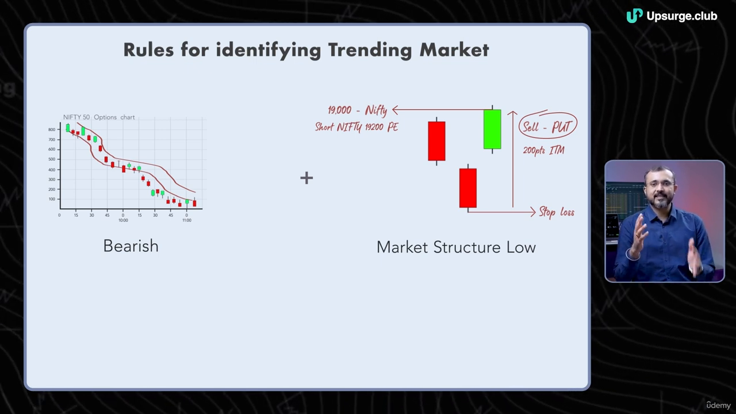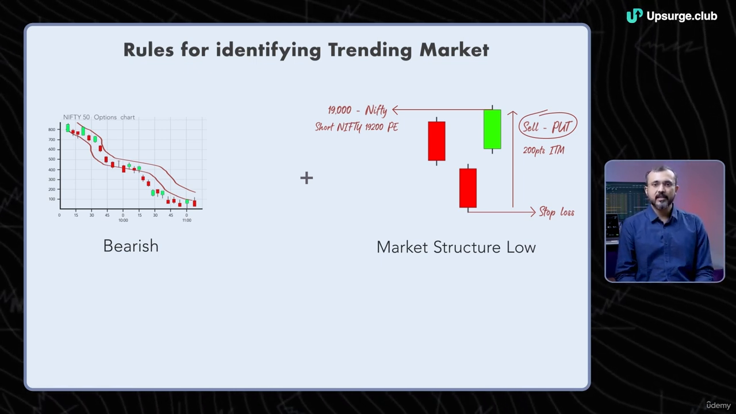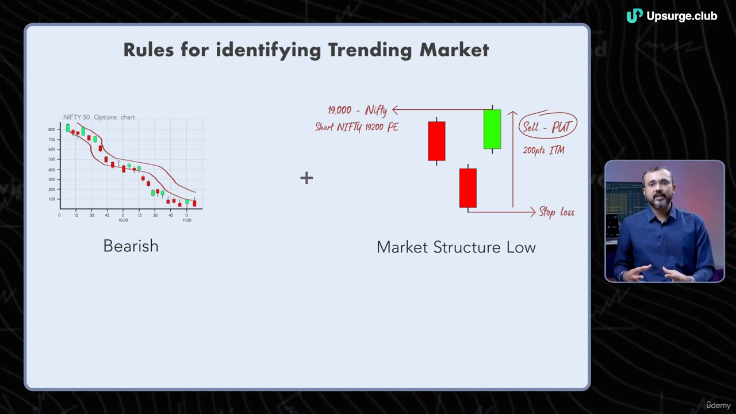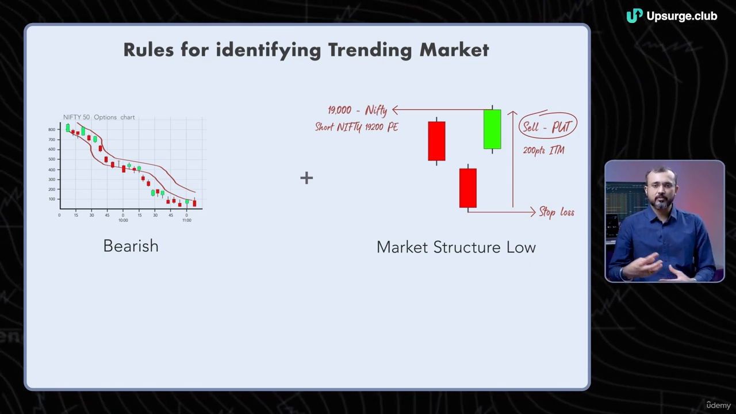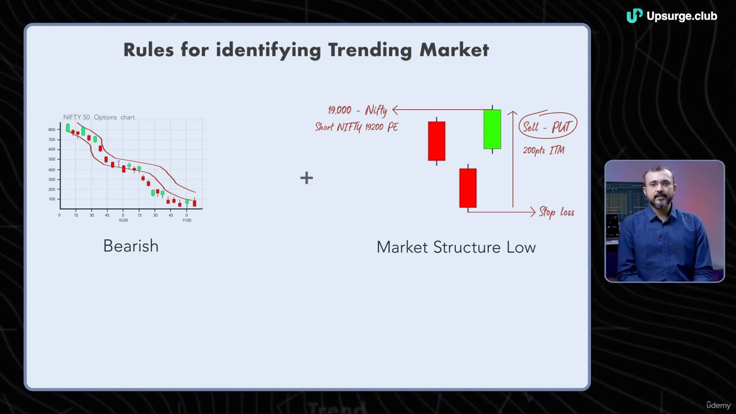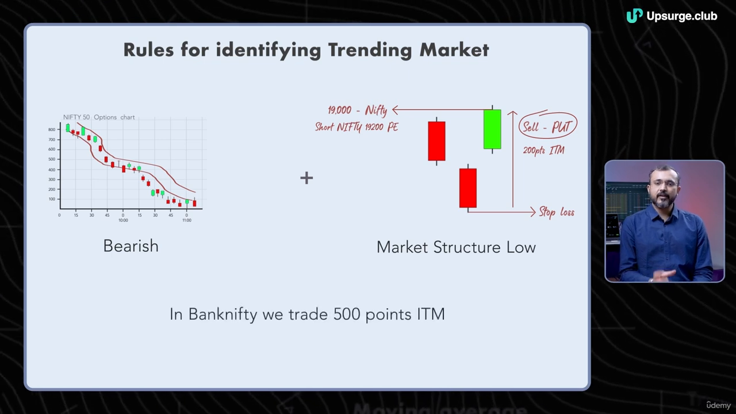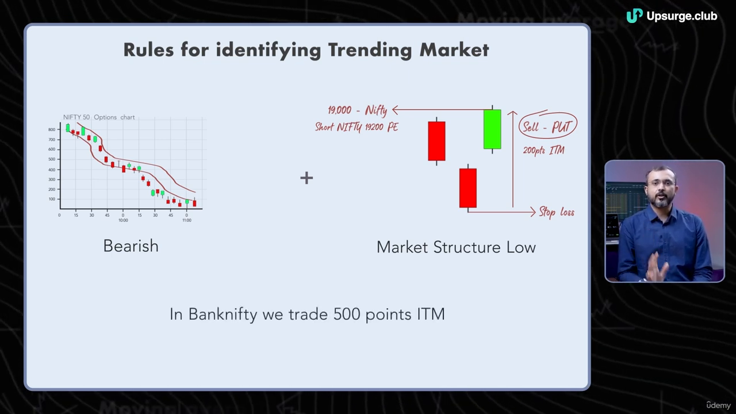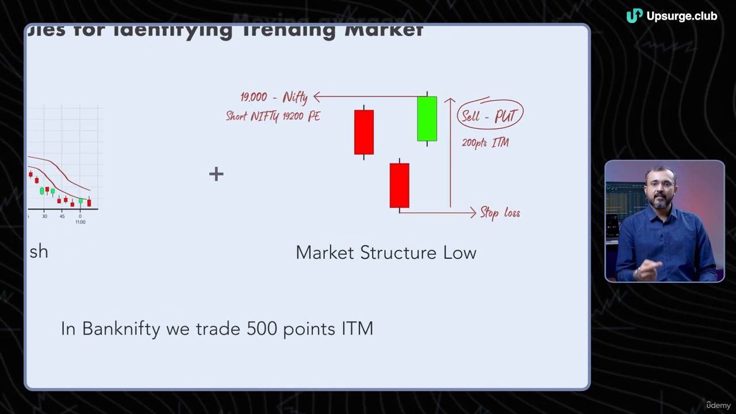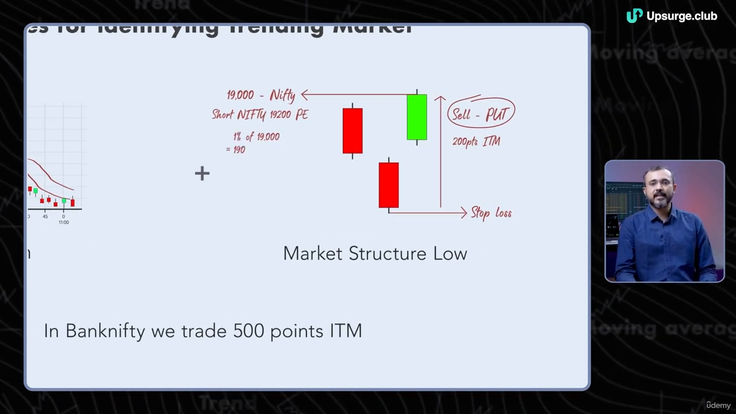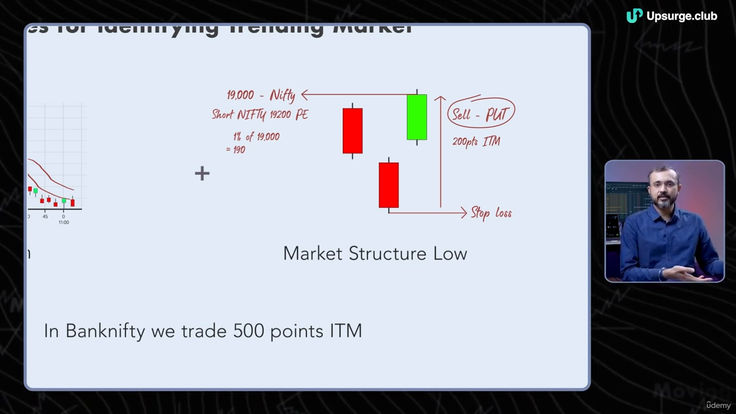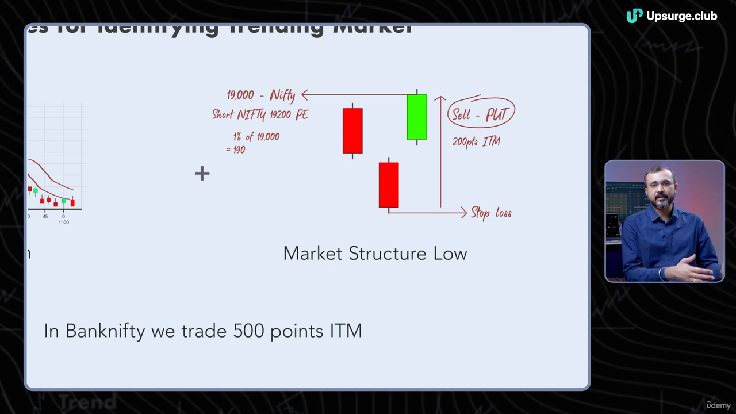If you're trading Bank Nifty, the same strategy can be deployed in Bank Nifty. Instead of trading 200 points in the money, in Bank Nifty we trade 500 points in the money, because the normal movement is 500 points in Bank Nifty. The entire idea of trading 200 points in the money is that we have to trade a 1% in the money option. When Nifty is trading at 19,000 level, 1% in the money becomes 190 points, so I have rounded it off to 200 points. So if Nifty is trading at 19,000 and the trend is bullish, we trade the 19,200 put.